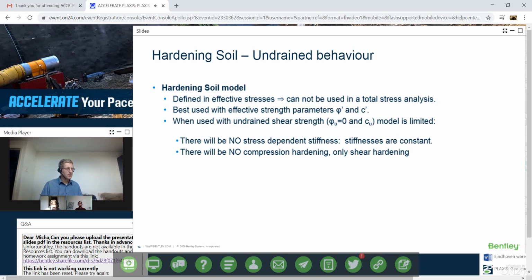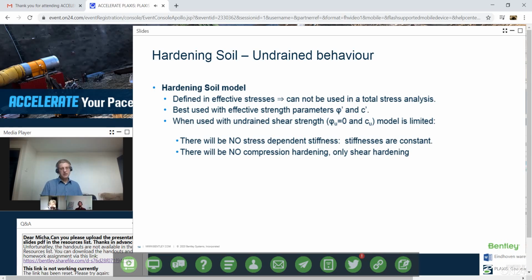Stiffness is constant. Now, also the principle of compression hardening, that if you do a compression of the soil, you generate permanent volume loss because of plasticity, is also lost if you fill in a friction angle of 0. So you can use the hardening soil model in an undrained analysis with undrained shear strengths, but it's not really the full hardening soil model anymore. Stiffness-wise, it's basically behaving like Mohr-Coulomb. You still have shear hardening, but you don't have compression hardening anymore. So it's a very limited version of the hardening soil model.